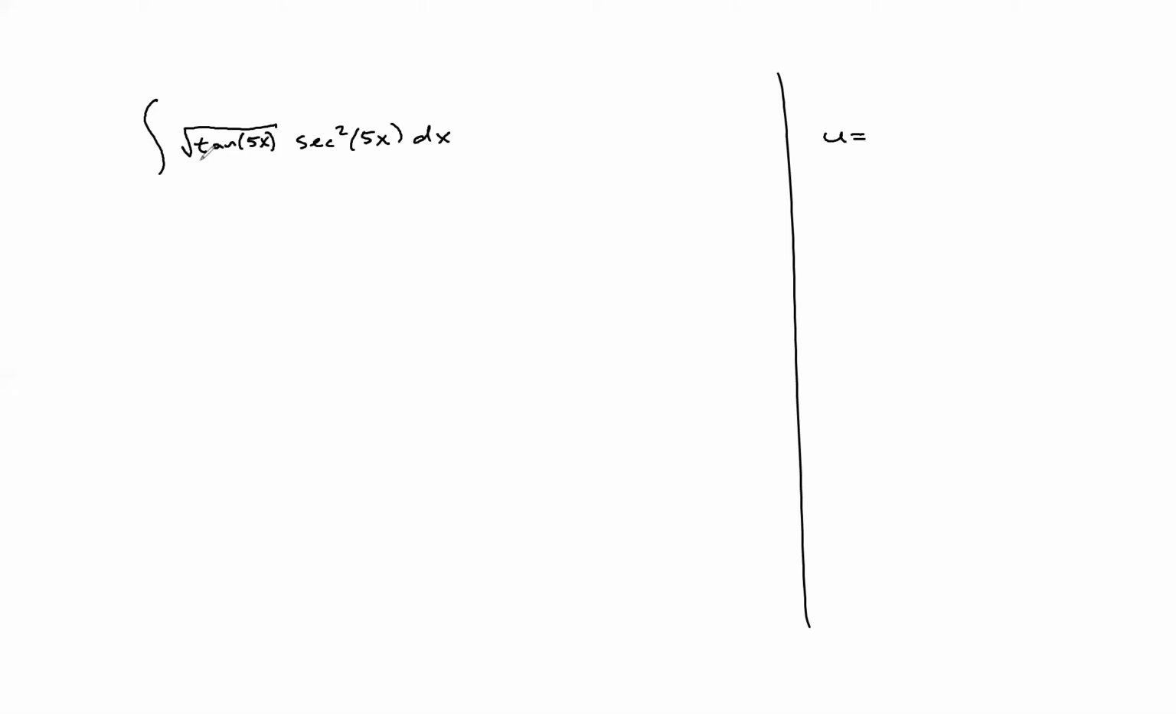I'm going to try tangent of 5x, this whole thing under the square root. The reason I'm picking that is, yes, it's part of a composition of functions that's inside the square root. But more importantly, the derivative of tangent is secant squared, and I see a secant squared showing up. All right, so that's kind of my big indicator here that u should probably be this tangent function. All right, so I'll say u equals tangent of 5x.